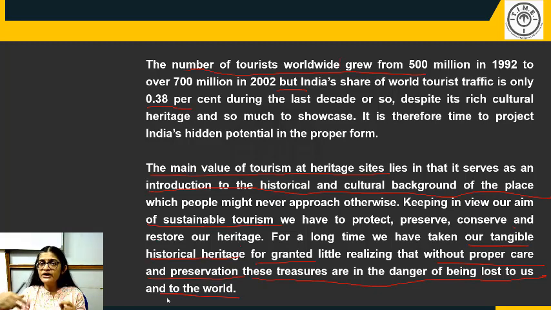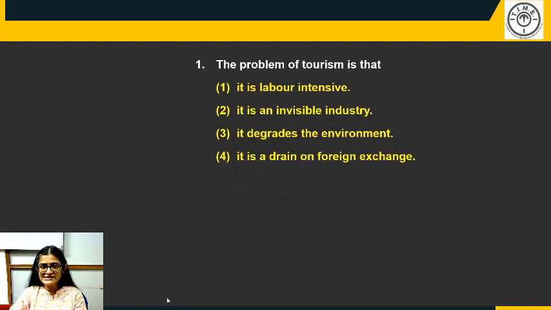We need to take care of our historical sites and monuments, because this is the introduction of our culture to the rest of the world, and without taking care of these we might lose them forever. This is the essence of what we read so far. Let us look at the questions.